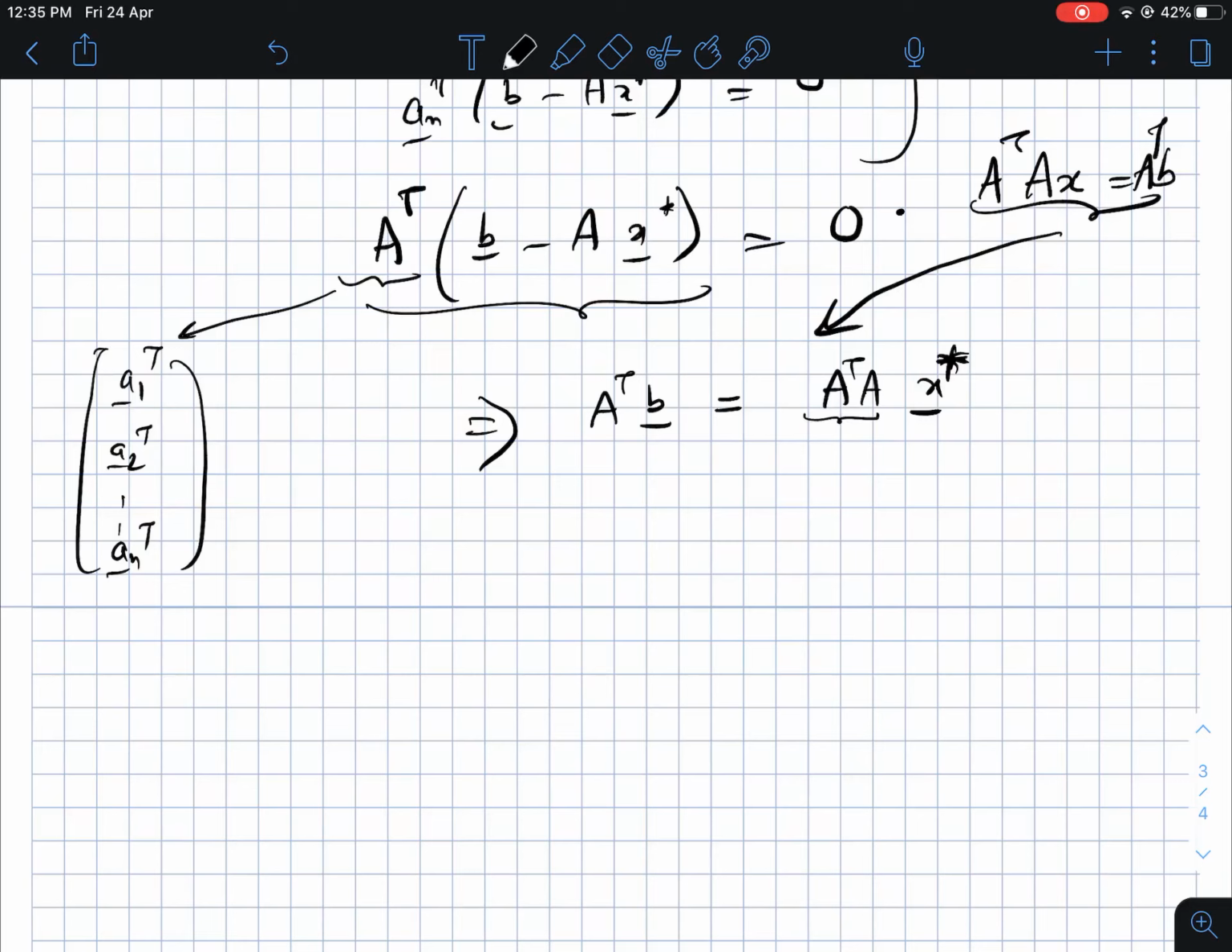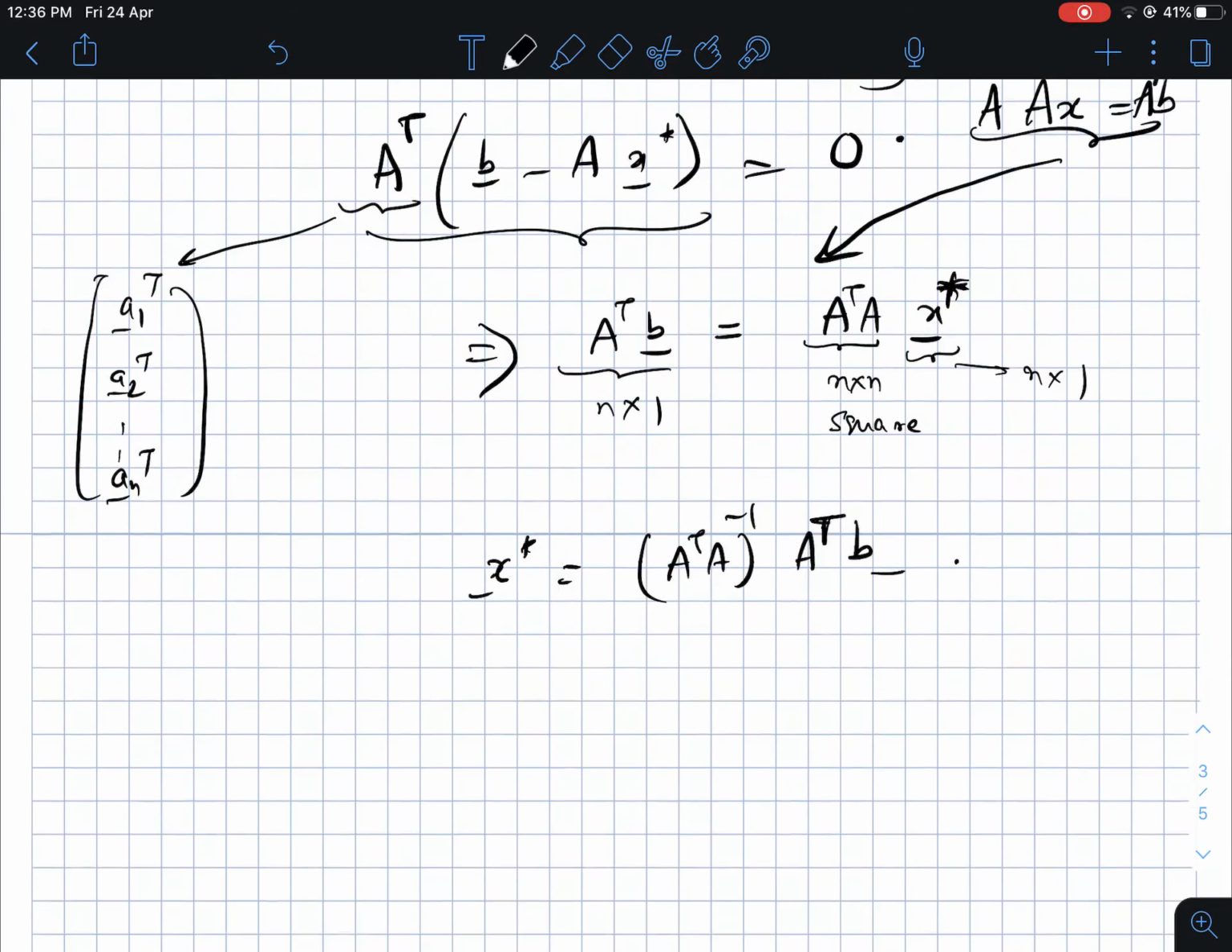Now this matrix happens to be a square matrix. So this is n cross n square. Unlike earlier, it's a square matrix, and this matrix is an n cross 1 matrix. This whole thing is again an n cross 1 matrix. Okay, so this matrix is an n cross n square matrix, and luckily we hope that that matrix is invertible, right? Then I can simply write X star is equal to (A transpose A) inverse A transpose B, and we are done. Okay, we have actually found the optimal X star.